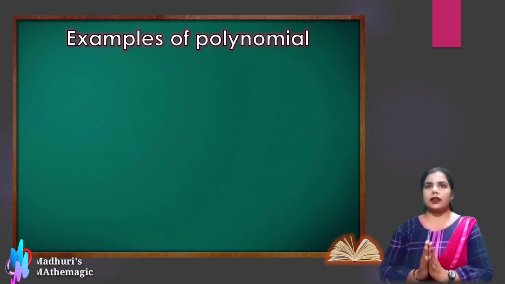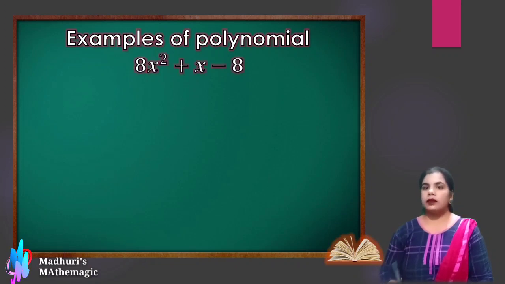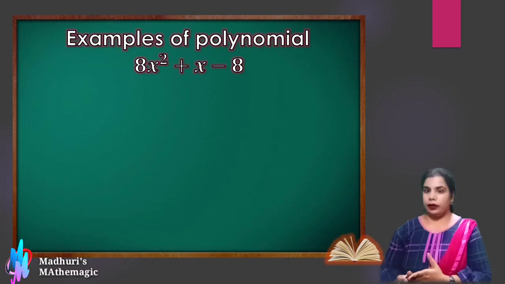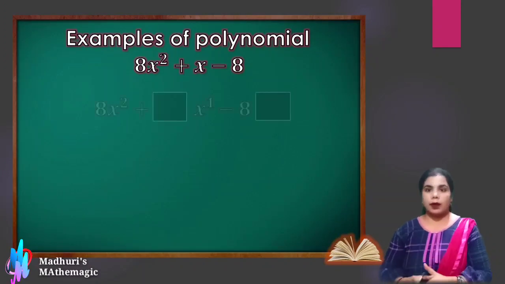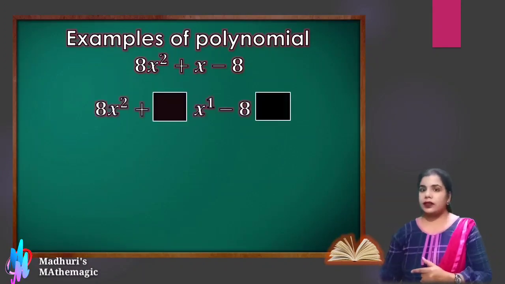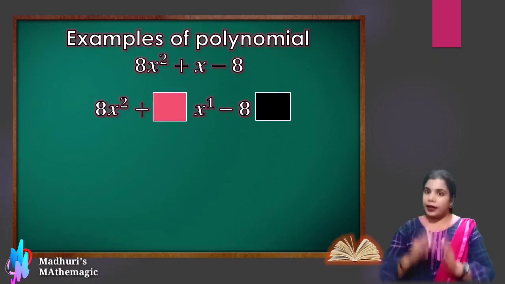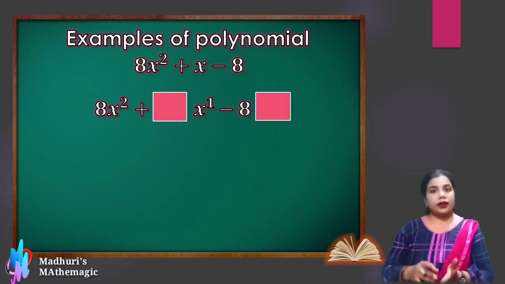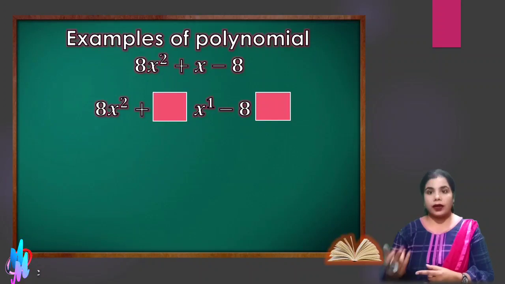Let's take one example here. 8x square plus x minus 8. So how many terms are there? 3 terms are there. So it is called a trinomial. In the middle term, which part is missing here? Number part is missing. And in the last term, which part is missing here? Variable part is missing. Anything multiplied by 1 is just itself, and x to the power 1 is also equal to x only.